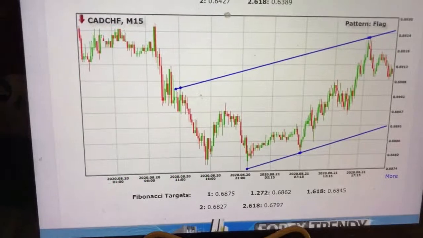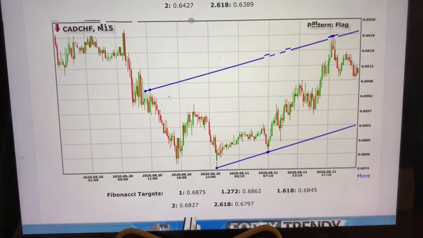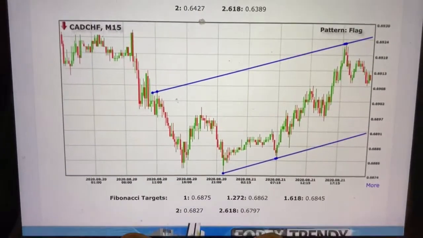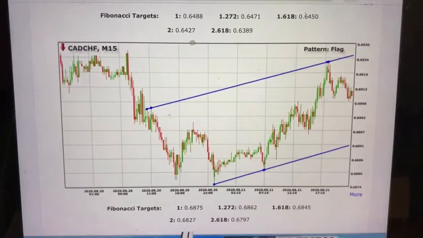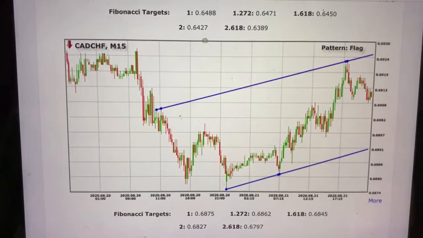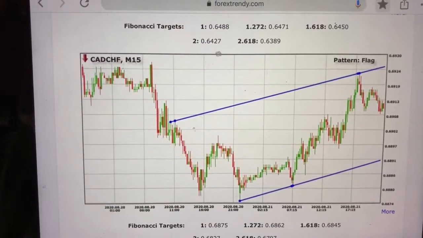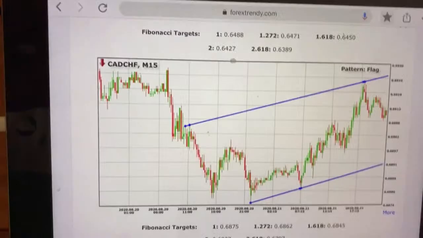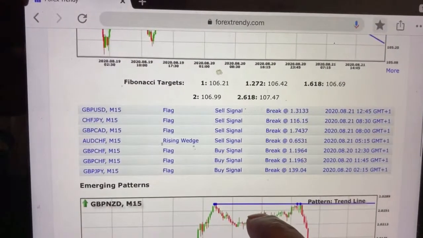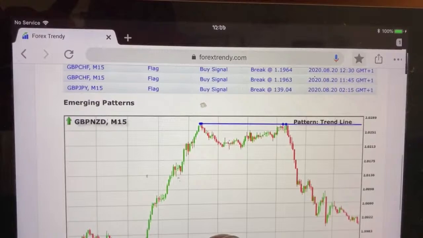Okay, the topic that I'm going to teach you now is about how you are going to be looking at the Forex Trendy, and you're going to use the emerging pattern. This emerging pattern strategy of the Forex Trendy could be on any time frame you have set. Any time frame. I'm not saying the one that is complete, I mean the emerging pattern.